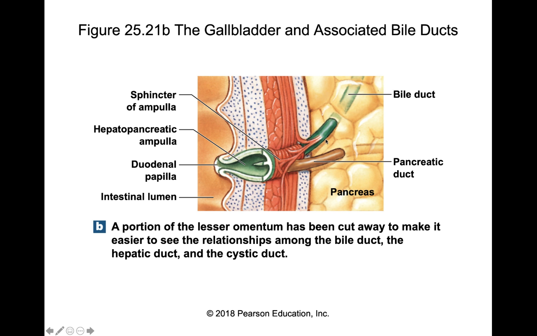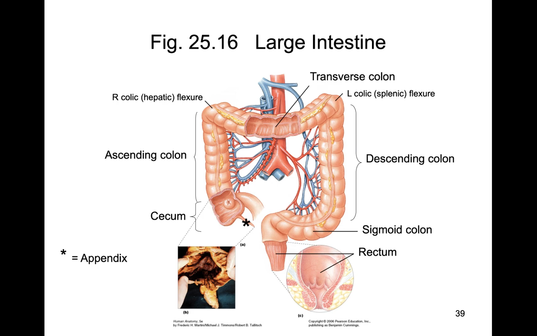This green is coming from the gallbladder. It's bringing the bile to the duodenum, and the pancreatic duct is going to bring pancreatic juices from the pancreas. So once chyme moves into the small intestine, digestion takes place there and some absorption, and then it can move to the large intestine. The end of the small intestine is called the ileum. That part is going to attach to the large intestine.